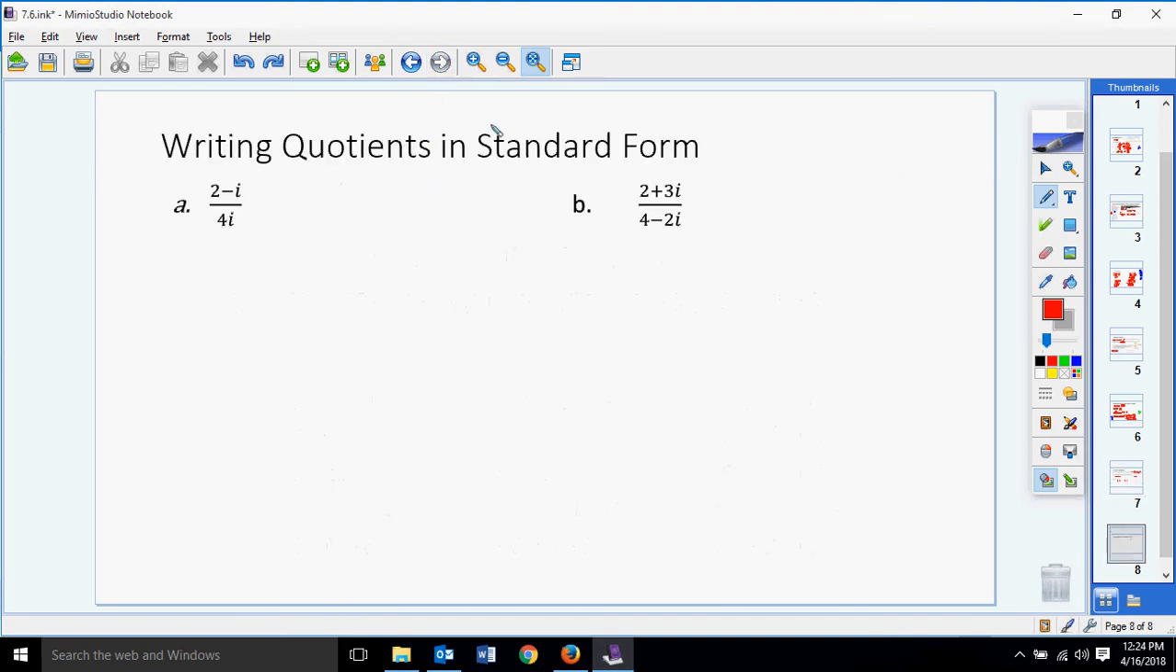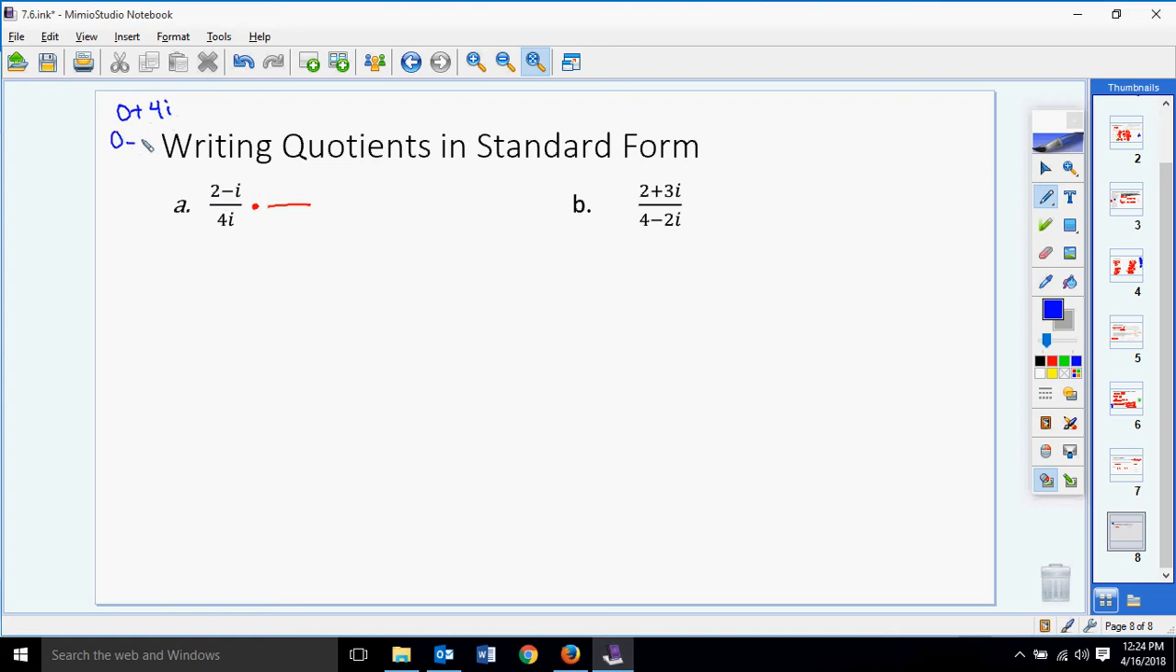So here, this is the last slide. We use this idea of conjugates, remember, to help us rationalize and to help us simplify. So if I am writing this quotient, 2 minus I over 4i, in standard form, remember, what we want to do is multiply by the denominator over itself. And not just the denominator, but the conjugate. So the conjugate of 4i, if you want to think about it this way, 0 plus 4i is what we have going on here.